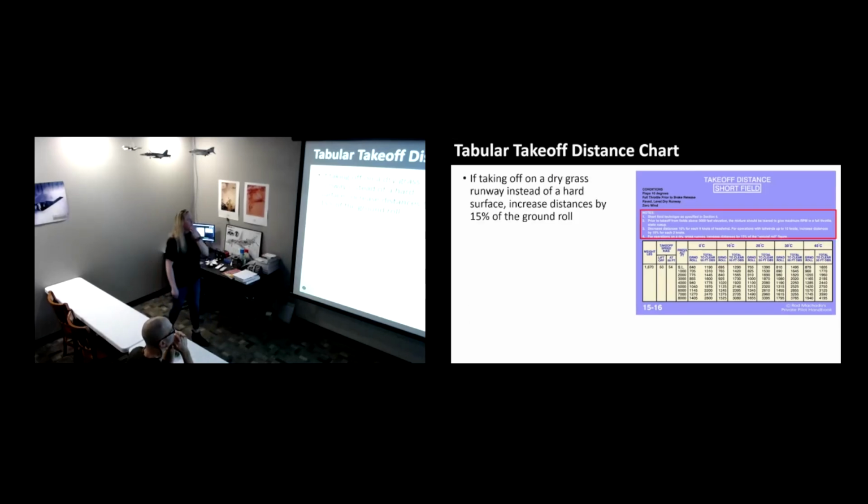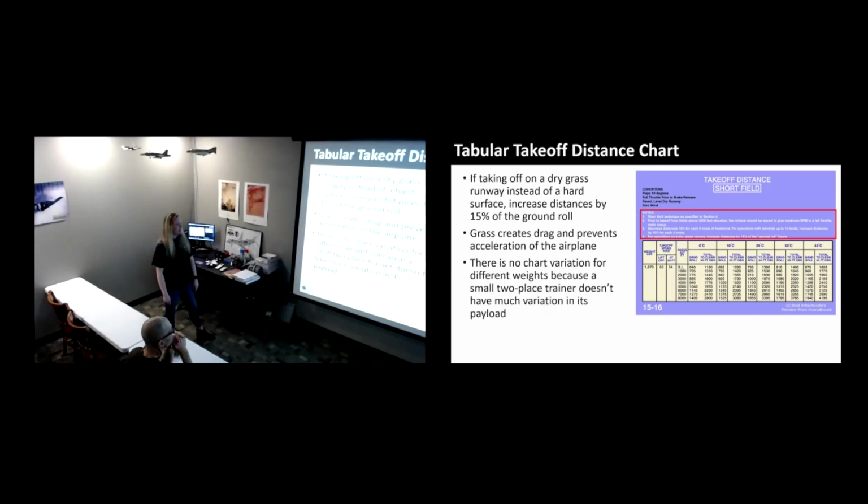If taking off on a dry grass runway instead of a hard surface like our runway, you have to increase the distance by 15%. But you just have to increase the ground roll, not the 50-foot obstacle, right? It just adds a little bit more to what you need to do. Grass creates drag, we knew that, right? It takes longer to take off on grass than with pavement.